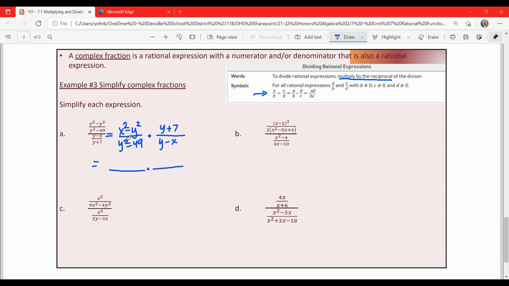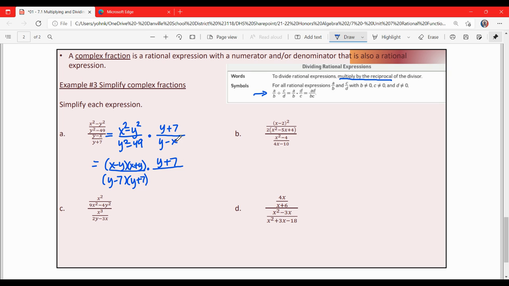So the top left is the difference of two squares. That factors into x minus y, x plus y. The bottom left is also the difference of two squares. So that can be y minus 7 and y plus 7. Now the top is y plus 7, can't do anything with that.